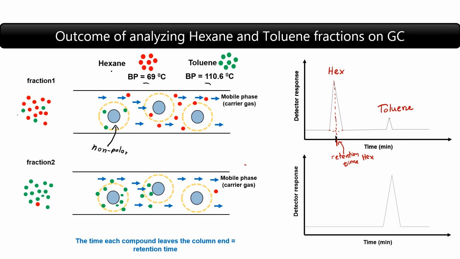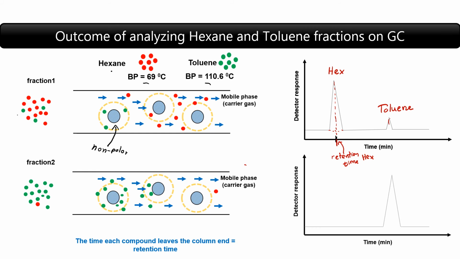And since we expect more hexane to be present in fraction 1, we should see a larger peak for hexane and a very small peak for toluene. If for some reason we had a large peak for toluene in fraction 1, that tells us that we didn't do our distillation properly. In fraction 2, we expect it to mostly be toluene, so we should expect not to see any peak for hexane, but a very large peak for toluene.